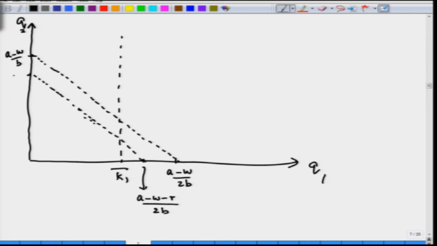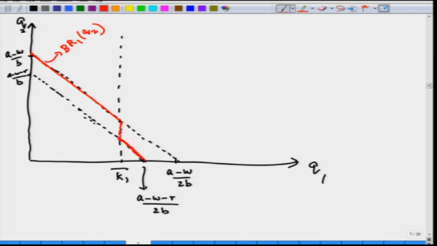So, this is essentially (A - W - R)/B, right. So, (A - W - R)/B. So, essentially our best response function for firm 1 is going to be this part for Q1 less than K1, right. This is going to be the best response function, and for Q1 greater than K1, the best response function takes this particular form. K1 bar is the point of kink. So, this is the best response function for firm 1 as a function of Q2, right.